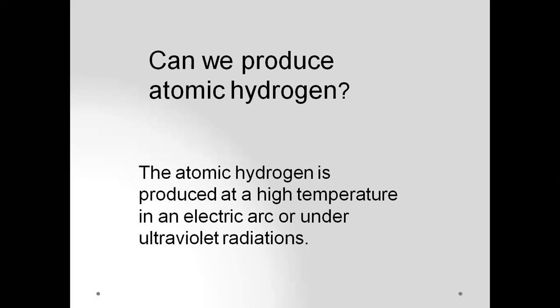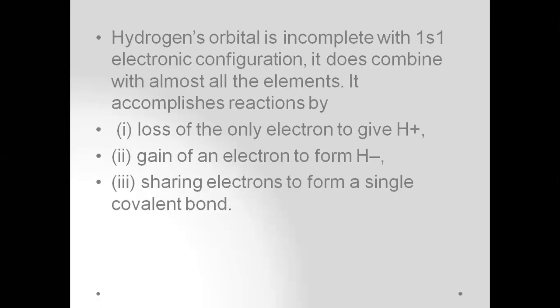Okay, so atomic hydrogen is produced at a high temperature in an electric arc or under ultraviolet radiation. This is like an electrolysis process. An electric arc is like a setup of electricity where we can produce hydrogen. Hydrogen's orbital is complete with one s1 electronic configuration. We know that it does not combine with almost all the elements. It can only combine with those with which it can share its electron.